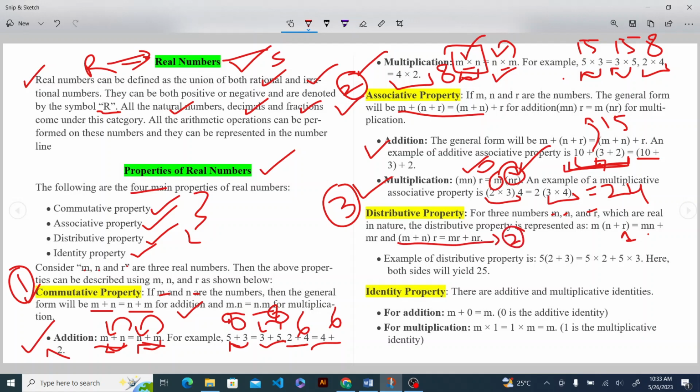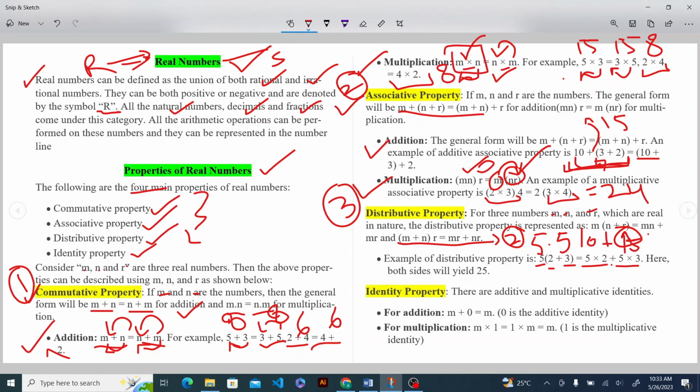Let us do it with an example by using the first way. In the first way, 5 is m, and 2 plus 3 are n plus r. 2 plus 3 will be 5, 5 into 5 will be 25. Here 5 is multiplied by 2 and then plus sign, and then 5 is being multiplied with 3. 5 into 2 is 10, plus 5 into 3 is 15.